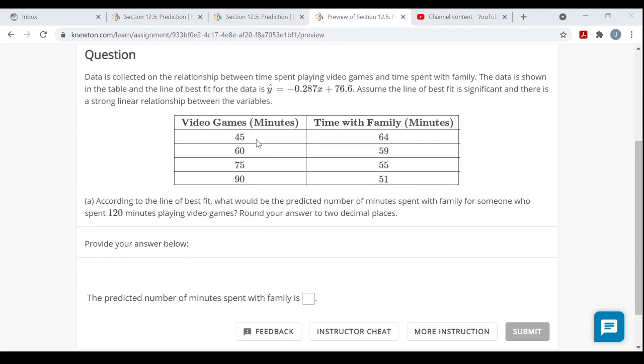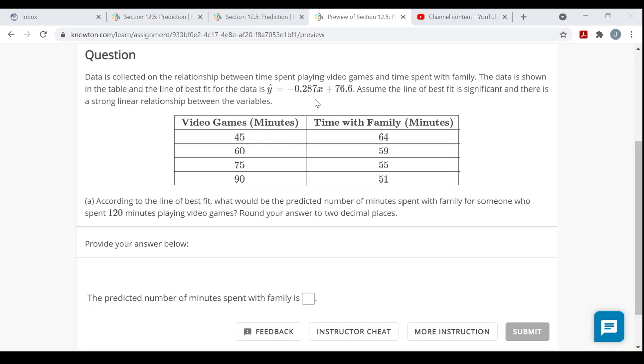So we got the data: spent 45 minutes on video games, 64 minutes with his family, and so on. We got 4 ordered pairs. Notice that I'll say X represents video game minutes, and Y represents time with family minutes.